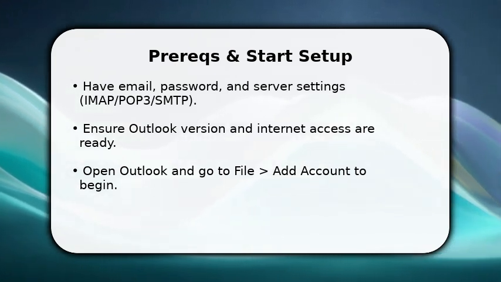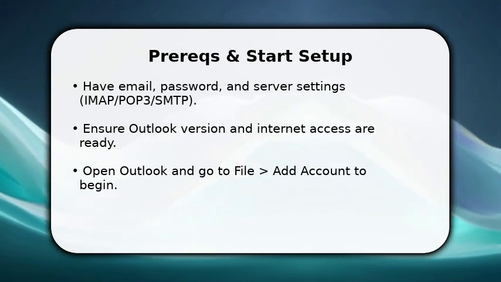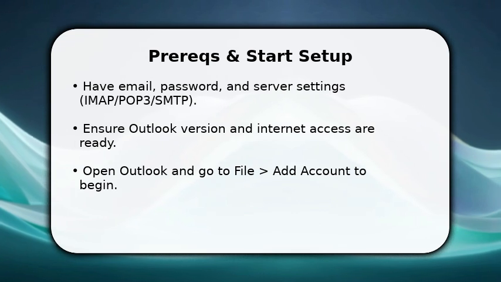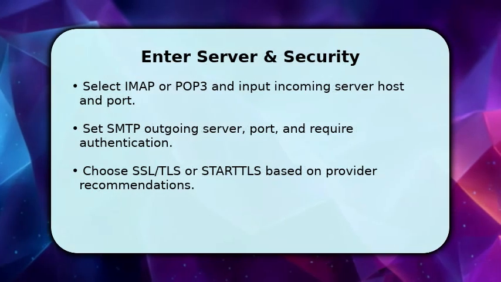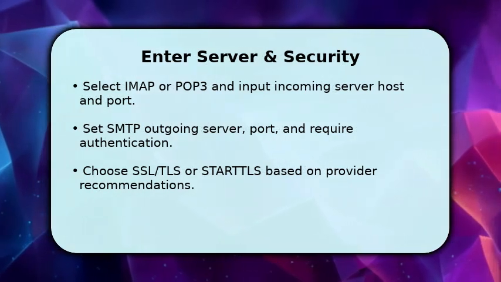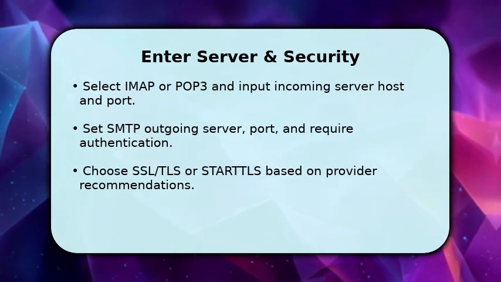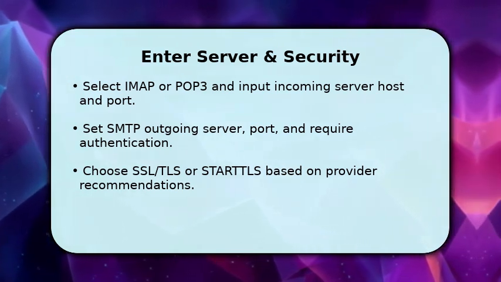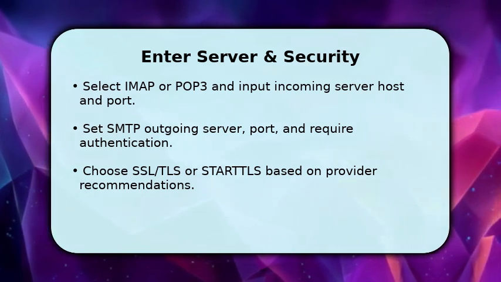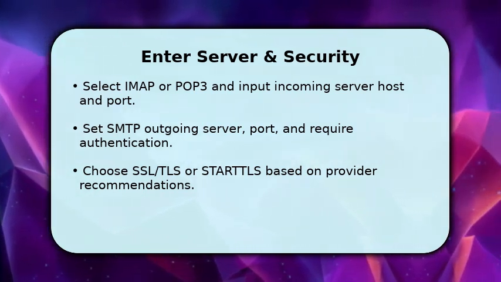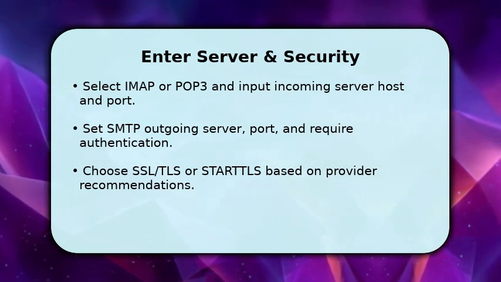If prompted, pick IMAP for sync across devices or POP3 if you prefer local download. Follow the on-screen prompts to move to detailed server entries next. Now you enter the detailed server settings so mail flows reliably. You select IMAP or POP3, type the incoming server host and numeric port, and set the encryption method. This protects your credentials. Next, fill the SMTP outgoing host and port and enable authentication using the same credentials.